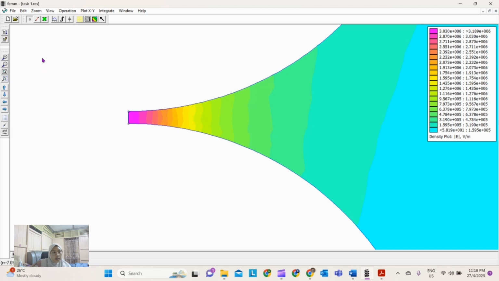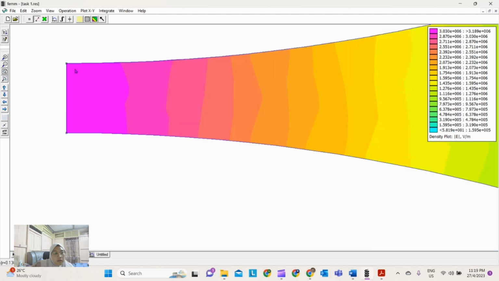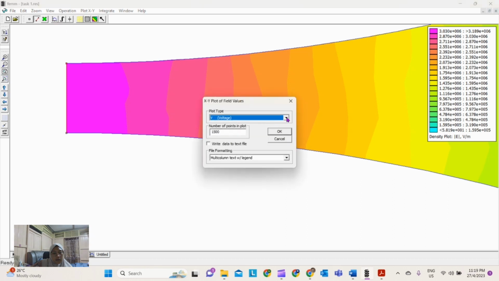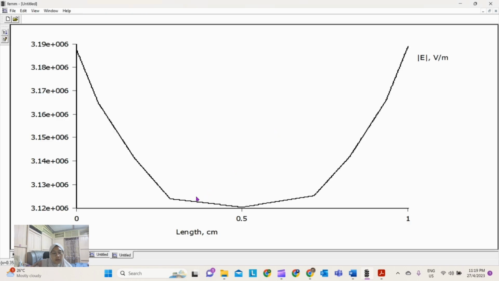Let's take a look at the graph. This is the graph of the field intensity. That's it from me.